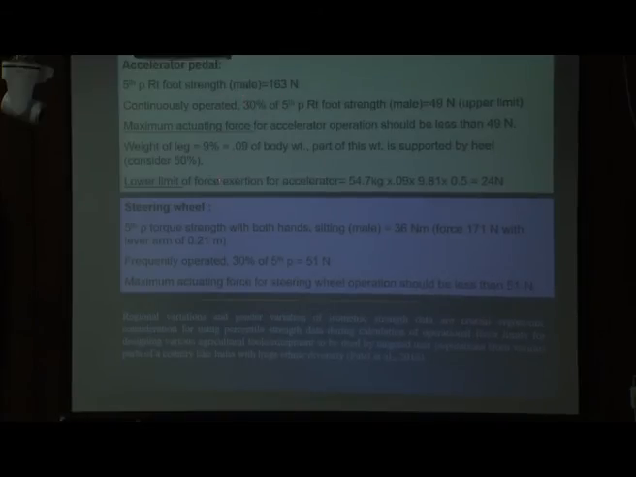But the lower limit is decided as per the weight of the leg, that is 0.9% of the whole body weight into gravitational acceleration into 0.5, meaning we are considering 50% of the leg weight. So it is coming to 24 Newton. So while deciding the actuating force for the accelerator pedal, we have to set our limit: maximum 49 Newton and minimum 24 Newton.